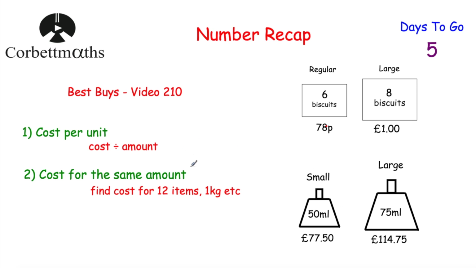So that's one approach. Or another approach is to find the cost for the same amount. So in other words, for these biscuits, find the cost for 24 biscuits, finding a common multiple here. So I find the lowest common multiple is 24, and then find the cost for 24 biscuits. So you could buy 4 of these packets and 3 of these packets and see which one's better value for money. And likewise for the perfume, you could find the cost for 150 milliliters. So if you bought 3 of these bottles of perfume, and if you buy 2 of these bottles of perfume, you can then find out the cost for 150 milliliters and find which one's better value for money.